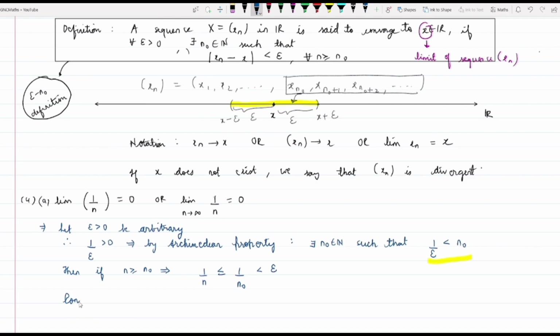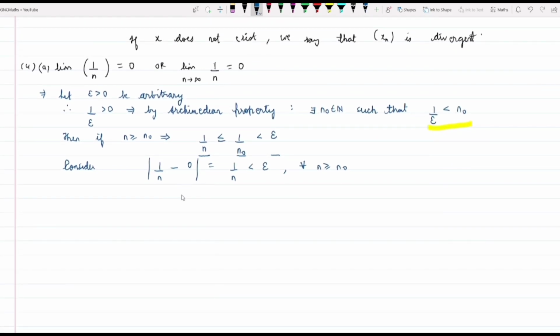Now let us consider the difference between the sequence, which is 1 by n, and its limit, which is 0. So this is equal to 1 by n, and we have stated above that 1 by n is lesser than or equal to 1 by n naught, which is in turn lesser than epsilon. This happens for every n greater than or equal to n naught. Just removing some intermediate steps, we have 1 by n minus 0 is lesser than epsilon for every n greater than or equal to n naught. So therefore we can say that the limit of the sequence 1 by n is equal to 0.